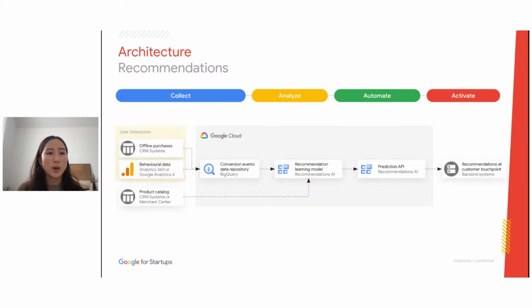So here's that example architecture. We're using the data sources that I mentioned, which is your CRM, Google Analytics, your product catalog, taking those events and putting it into BigQuery. From there, using BigQuery to funnel your data into the recommendations model to train that, and then using the recommendations model to get your predictions into the prediction API so that you can use that in order to add recommendations to your website or however your users interact with your business.